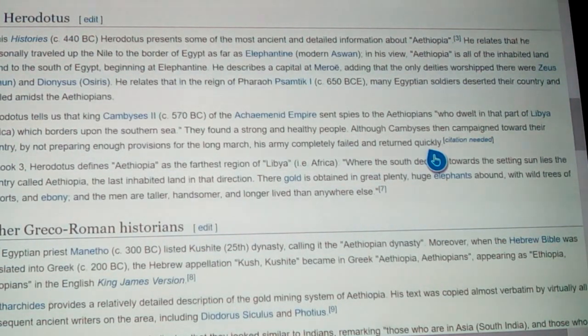In Book 3, Herodotus defined Ethiopia as the farthest region of Libya, i.e. Africa, where the south declines toward the setting sun, lies at the country called Ethiopia, and the last inhabited land in that direction. There gold is obtained in great plenty. Huge elephants abound with wild trees of all sorts and ebony, and the men are taller, handsomer, and longer lived than anywhere else. And that is the people in India and the Indian elephants, and describing that as it.